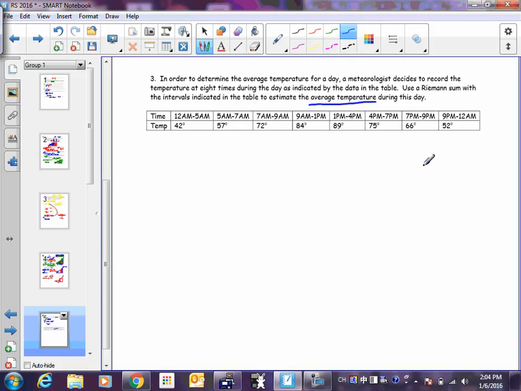Now this says to use a Riemann sum. Now I think some of you could probably figure out how to answer this without even knowing what a Riemann sum is. But let's go ahead and use the strategy here. So 42 would be what we want to use. 42, that's the height of the rectangle. And I'm not even graphing this, but if I did, that would be the height. Okay, how many hours for 42? 5. Okay, what about 57? 2 hours. Okay, so you got the hang of it, so go ahead and I'll write it down and you write it down.